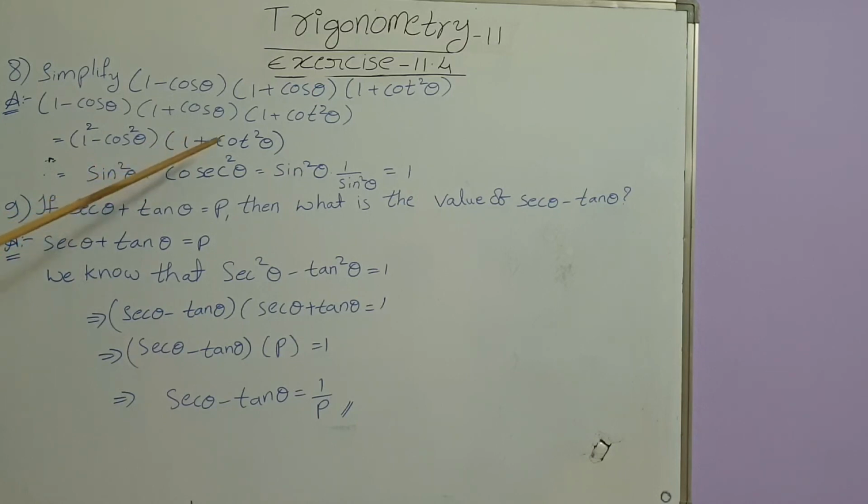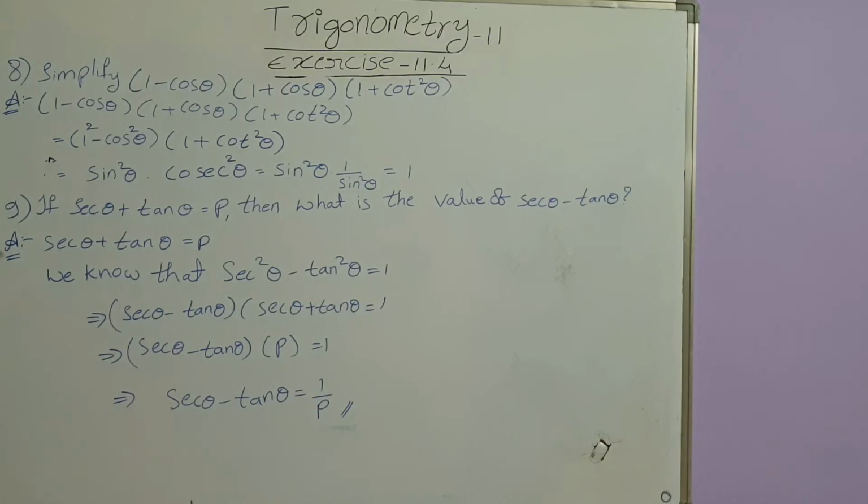So (1 plus cot square theta) is cosec square theta, so we have sin square theta into cosec square theta. How to write this cosec square theta? Cosec square theta is equal to 1 by sin square theta. So sin square theta by sin square theta, these two terms cancel. We get 1. So (1 minus cos theta) into (1 plus cos theta) into (1 plus cot square theta) is equal to 1.